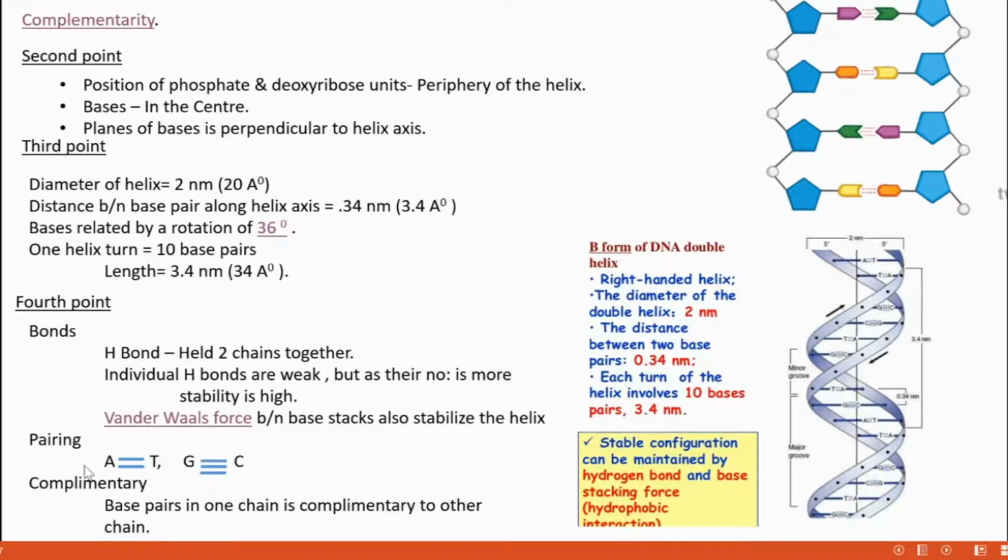And regarding the pairing, adenine can form only two hydrogen bonds with thymine. Guanine at the same time can form three hydrogen bonds with cytosine. Why is it so? I already explained to you in the former slide with the figure. The base sequence in one strand is complementary to the next strand.